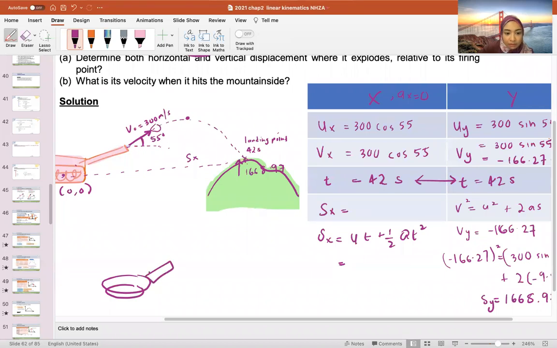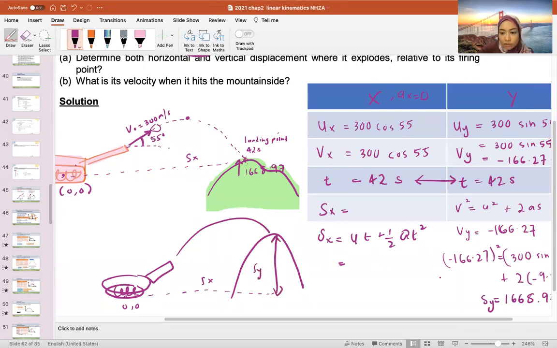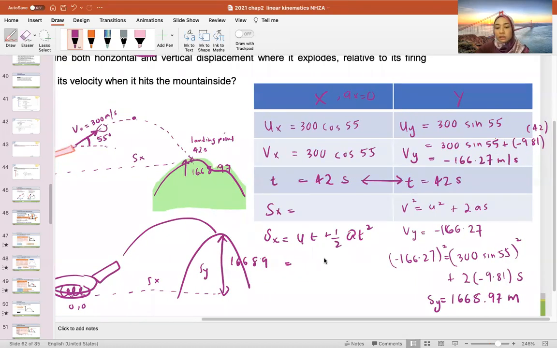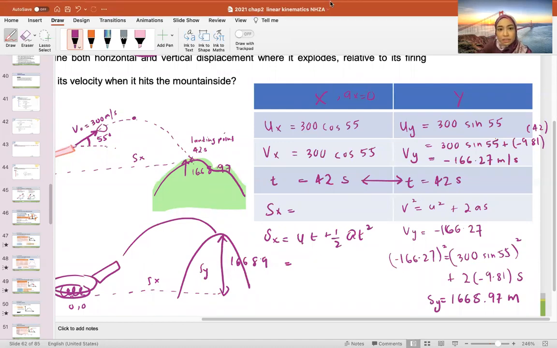Okay. Korang terima je lah kereta kebal saya ni. Okay, lepas tu dia naik atas. Mountain tu tinggi gila. And sini kosong kan? Ni kosong. With respect to the reference point, this is your SX, and this is your SY. So you akan dapat 1668.9. SX akan dapat something else lah. Dia tak boleh sama displacement in the X and in the Y. It shouldn't be the same. They are different quantities.